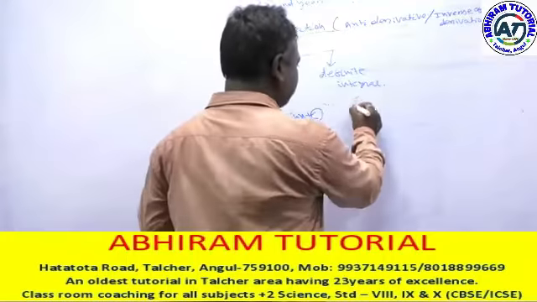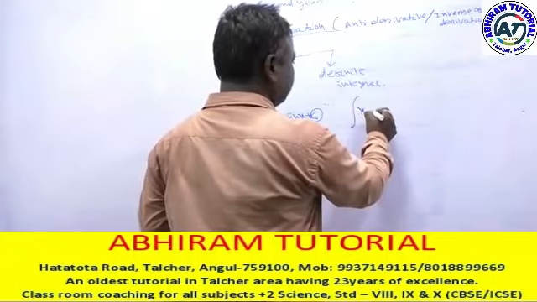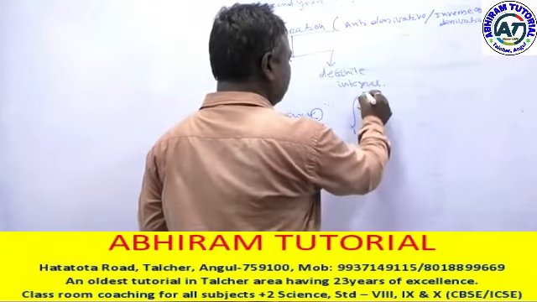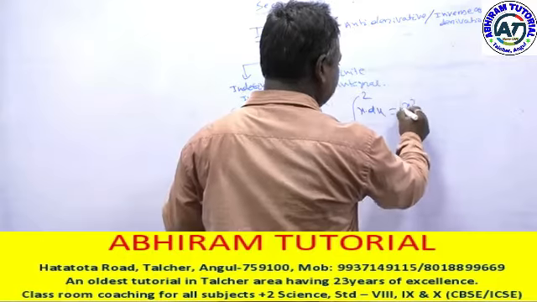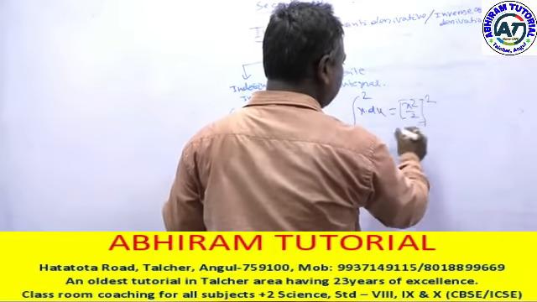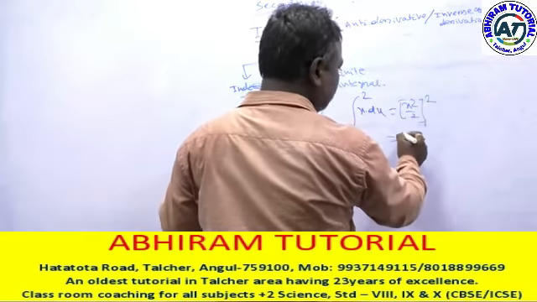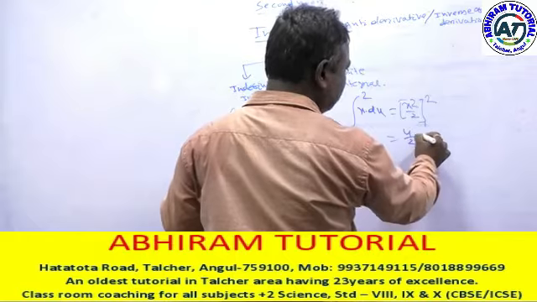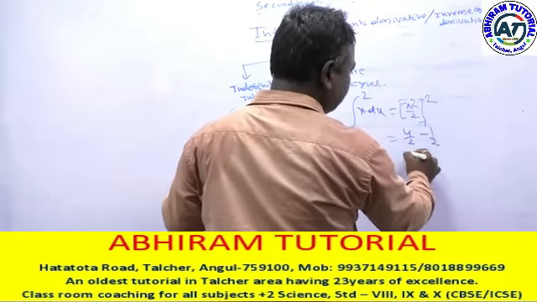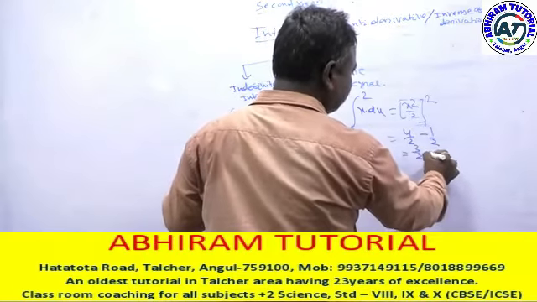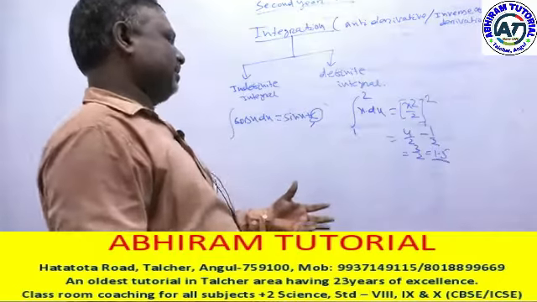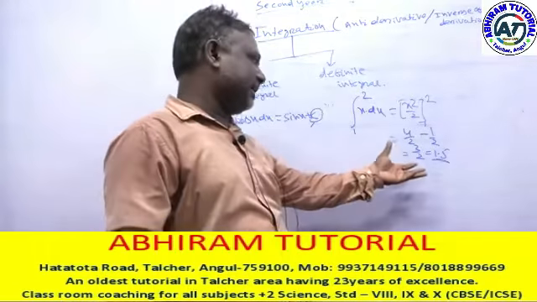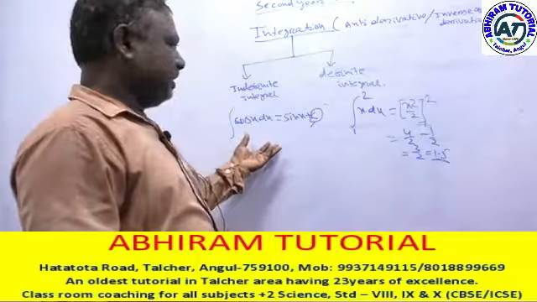If I find the integration of x into dx from 1 to 2, then you get x square by 2 from 1 to 2, where the upper limit is 2. You put 4 by 2 minus 1 by 2, that is 3 by 2, that is 1.5. Here the value is definite, so it is called a definite integral, and the other is called an indefinite integral.